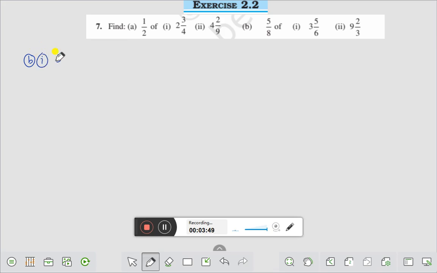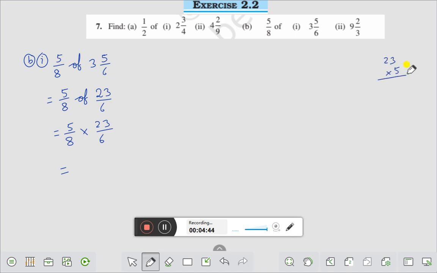1. This is 5/8 of 3 whole 5/6. That means you are getting 5/8 of, here you have to multiply the whole with the denominator, 3 sixes are 18, and add the numerator, 18 plus 5 is 23 by 6. That is you are getting 5/8 of means multiply, that is 23/6.